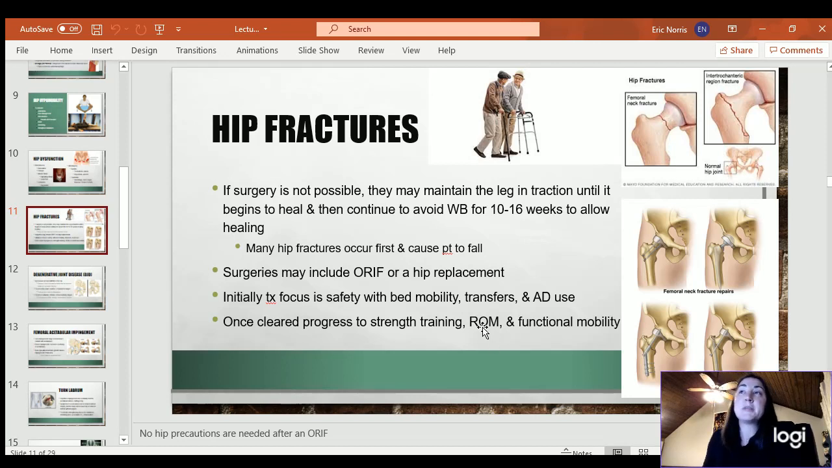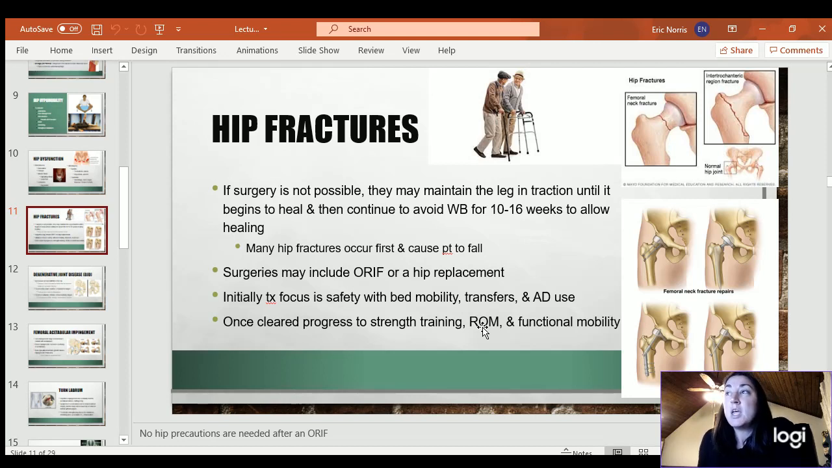As far as treatment goes after a hip fracture, first we start with bed mobility and transfers, proper use of assistive device, just teaching them how to move around and get the functional things done that they need to do without placing too much weight on the hip, and while maintaining hip precautions if they have them, and also while avoiding and coping with the pain that's caused by every step.